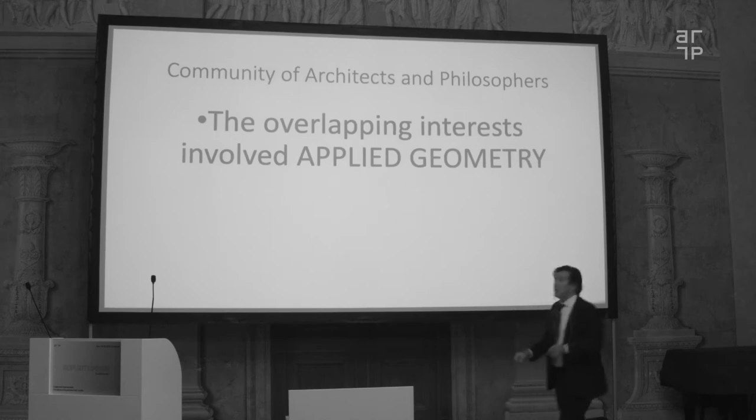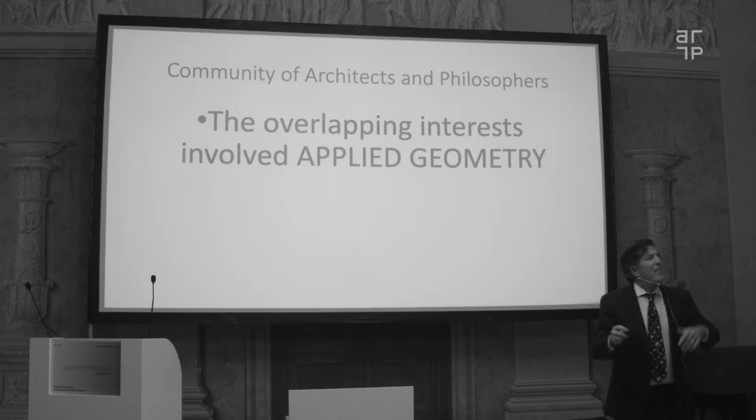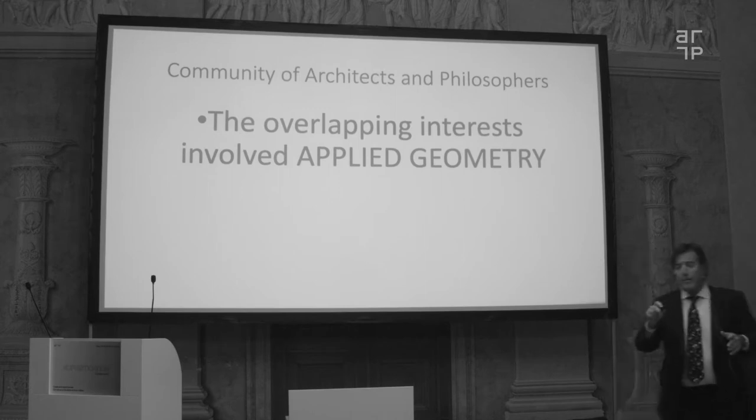Yes, okay, so my first claim is the community of architects and early philosophers were overlapping. Thales and Anaximander didn't work at the University of Miletus to have a department in one section of the building. These people were all part of the same broad community. Here's the argument.